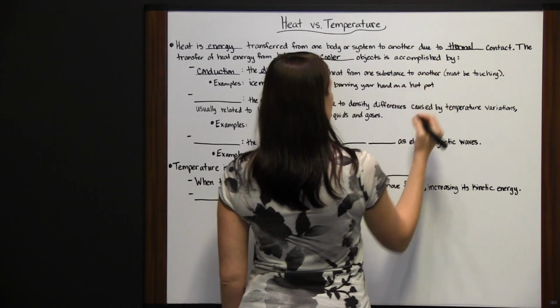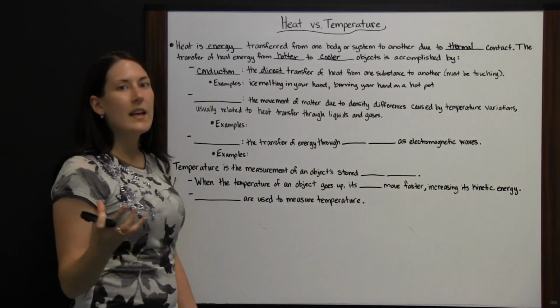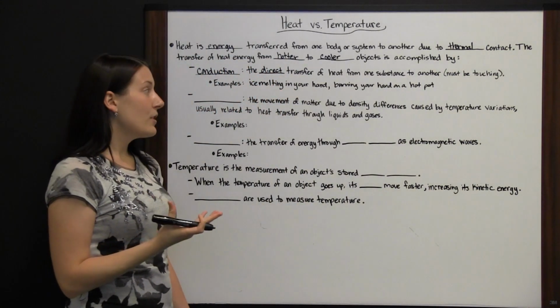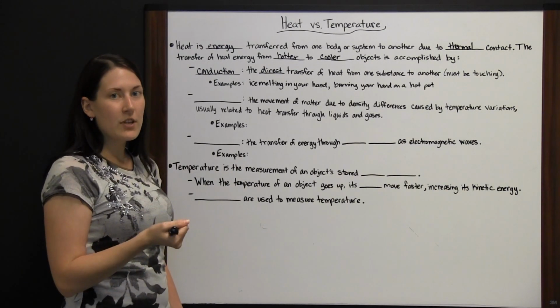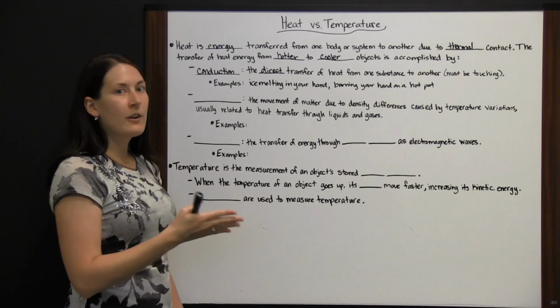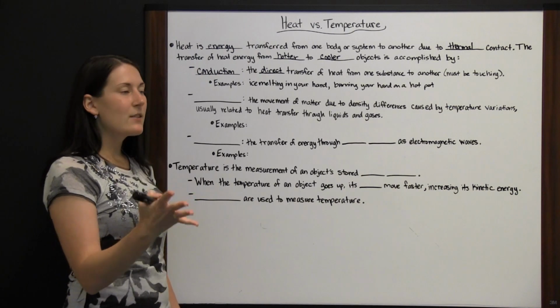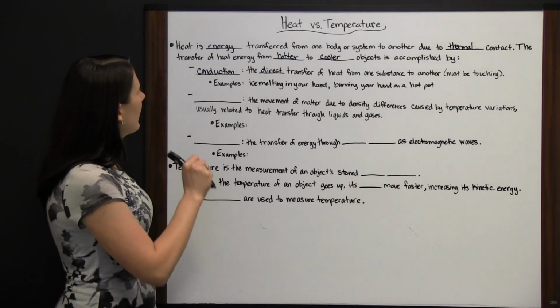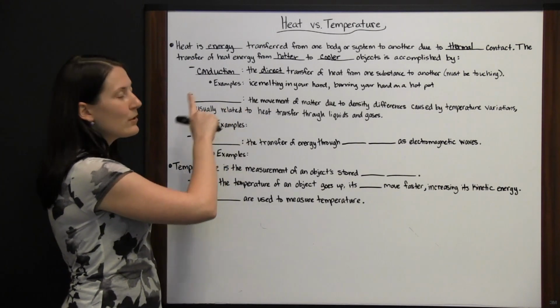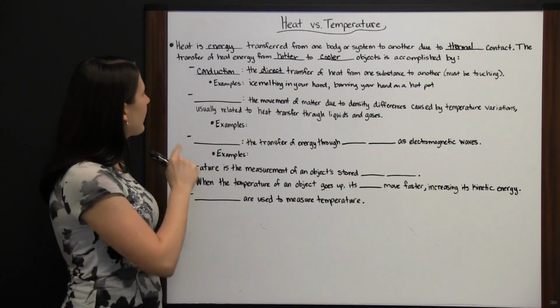So if this pot was on the stove, it gained heat energy from the stove, and then if you touched it without any kind of protection on, your hand would be burned because that pot's heat was transferred to your hand and it was too much for your hand to handle. So those were results of direct contact.